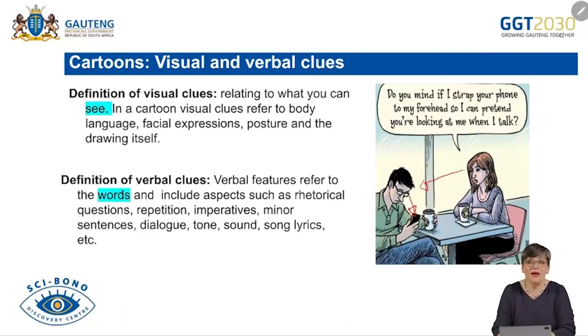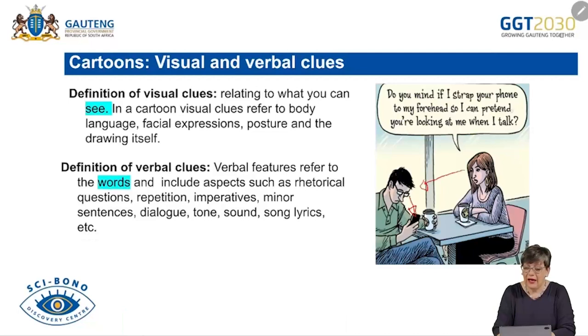She asks him if he can put the phone on her forehead so that at least if he's looking at the phone, she can pretend he's looking at her. Right? You see? That's really sarcastic. Huh? So, can you see there's a question mark? These are verbal features that you have to look at.